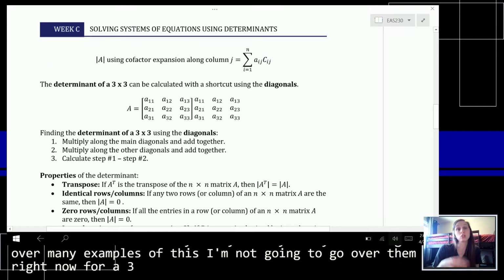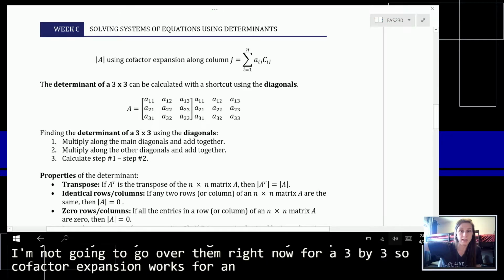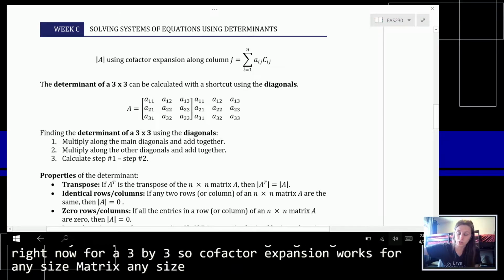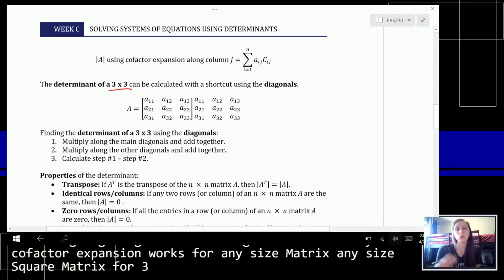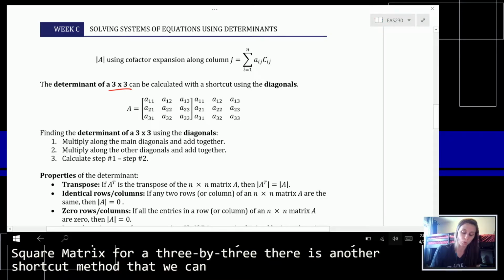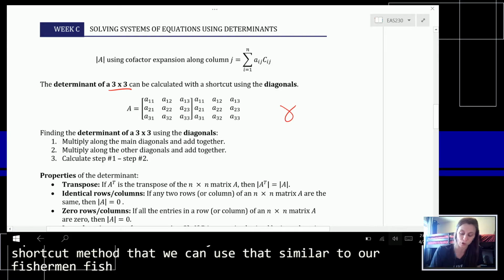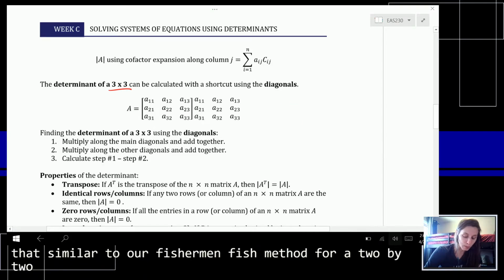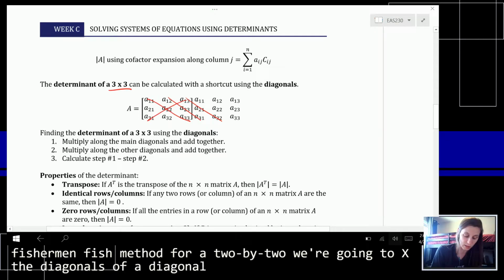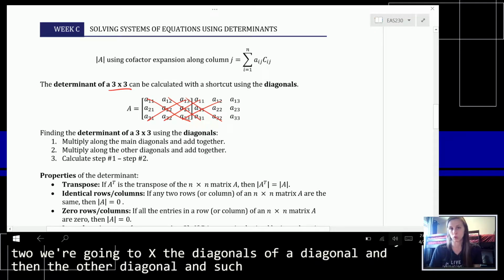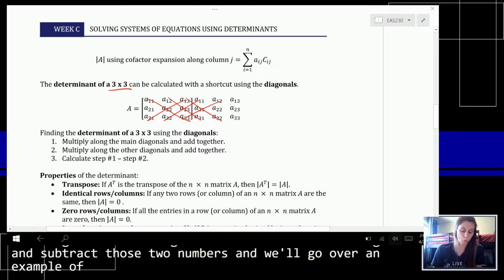Cofactor expansion works for any size square matrix. For a 3x3, there is another shortcut method that we can use that's similar to our fish method for a 2x2. We're going to multiply along the main diagonal and then the other diagonal and subtract those two numbers. And we'll go over an example of that as well.